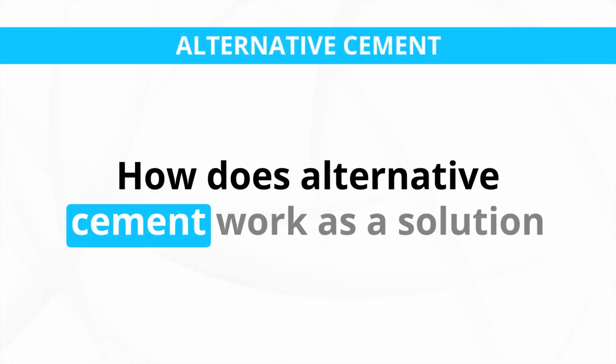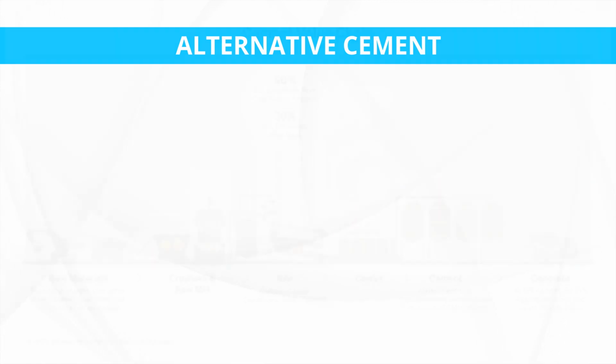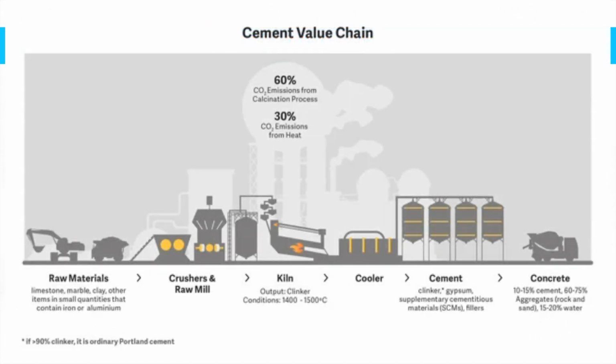How does alternative cement work as a solution to climate change? It starts with the utilization of byproducts. Some alternative cements use industrial byproducts, such as fly ash, slag, or rice husk ash, which reduces the demand for virgin raw materials and diverts waste from landfills. Then, alternative cements often require lower kiln temperatures or use different raw materials, resulting in reduced carbon dioxide emissions during production. Alternative cements may involve the use of new production technologies, such as carbon capture and utilization, or adopting renewable energy sources to continue to minimize the carbon footprint.